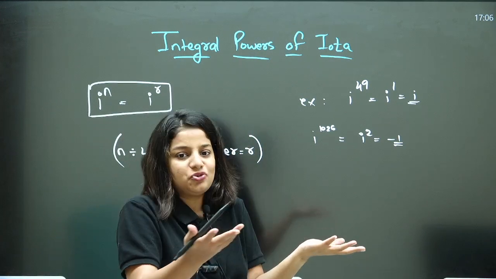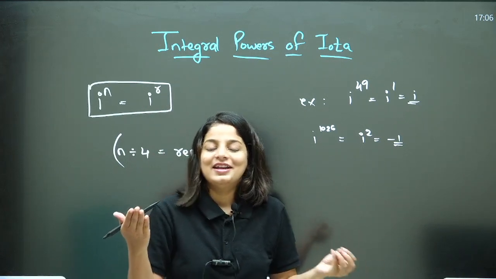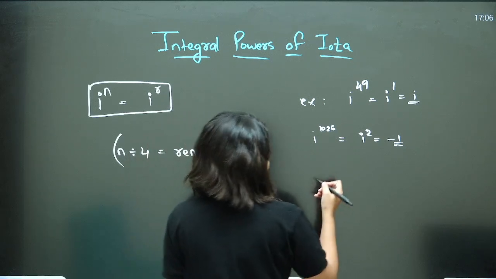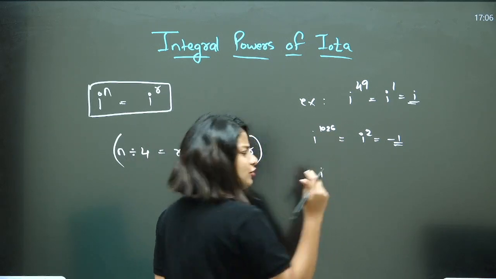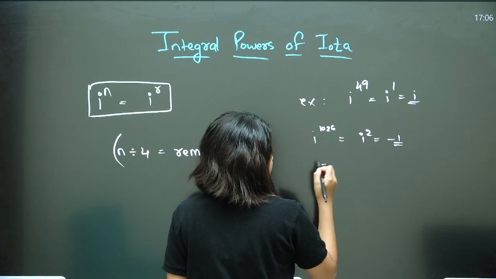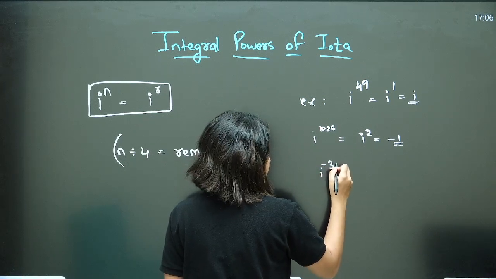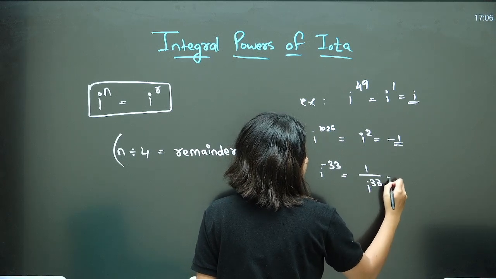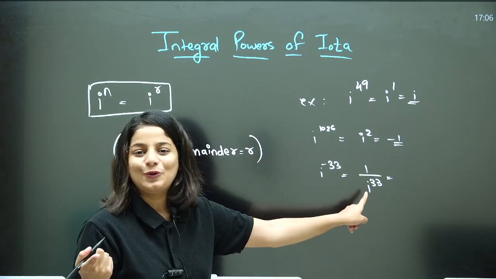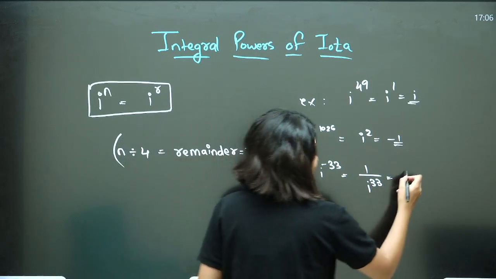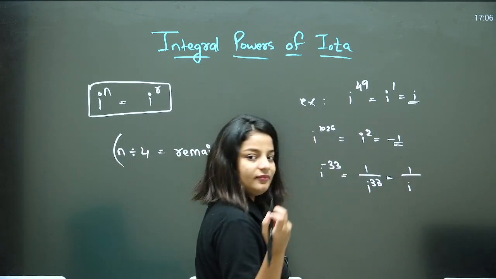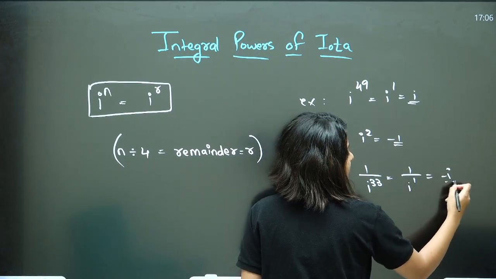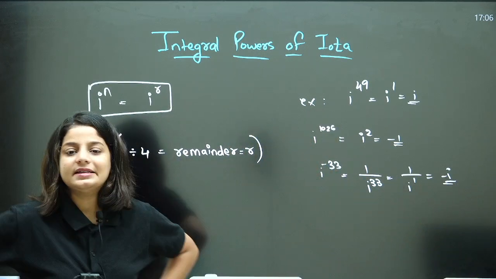What will be i raised to 0? Like any other number, anything raised to 0 is 1. i raised to 0 is also 1. If there are negative powers also, you can deal with them in a similar way. Let's say it's i raised to minus 33. Negative power means it comes in the denominator. Divide 33 by 4. What is the remainder? 4 8s are 32, 1 is the remainder. 1 upon i is minus i. So the answer to this is minus i.